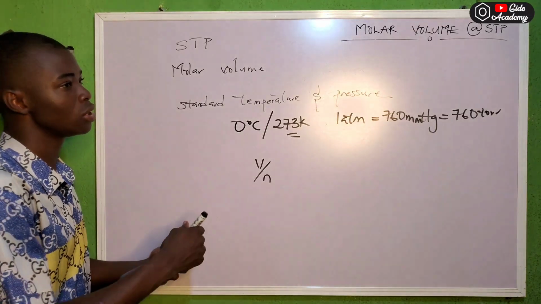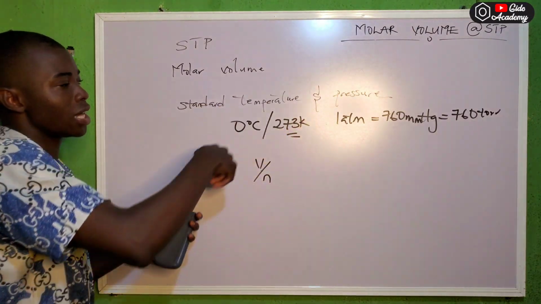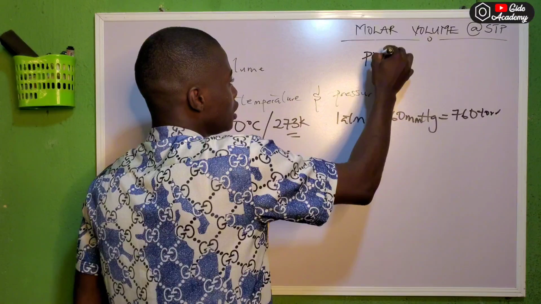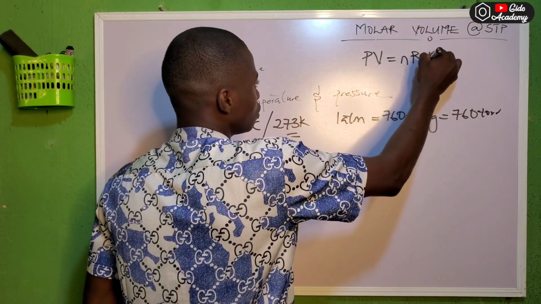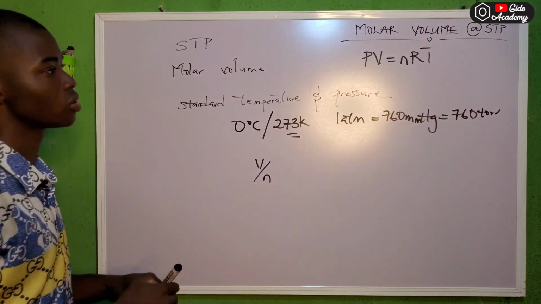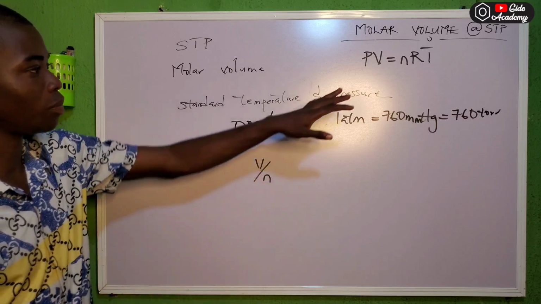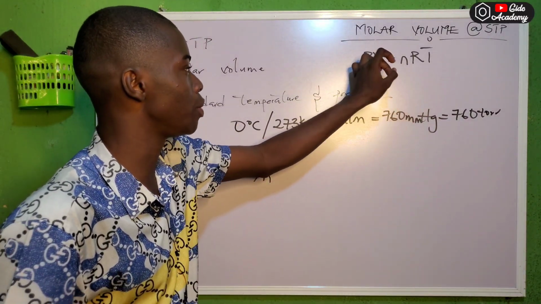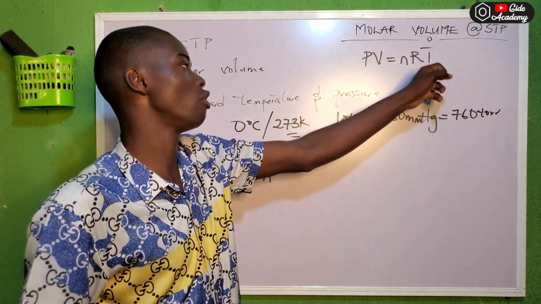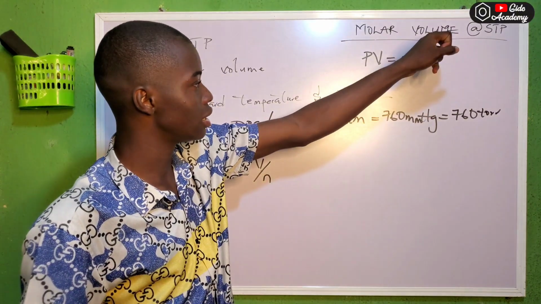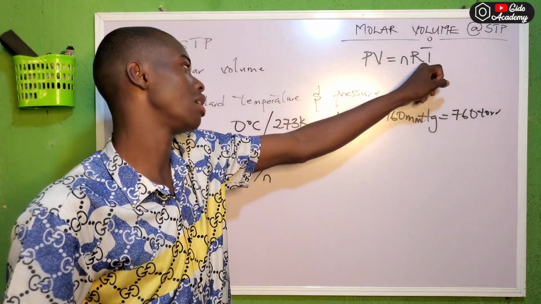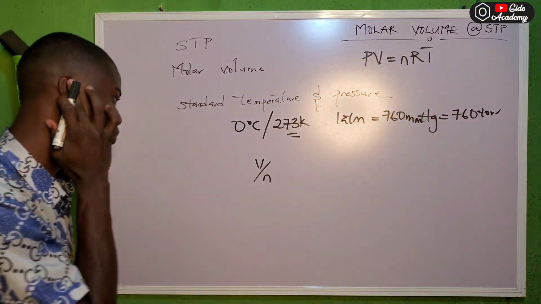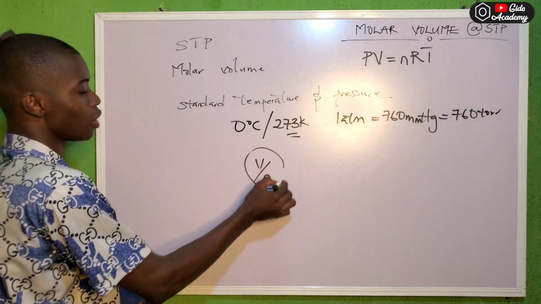And mathematically, this molar volume of a gas can also be derived using the ideal gas equation, which is PV equals nRT. I repeat, PV equals nRT, whereby P is the pressure, V is the volume, n is the number of moles, R is the universal gas constant, and T is for the what? The temperature. So please remember, this is the formula we are working with.